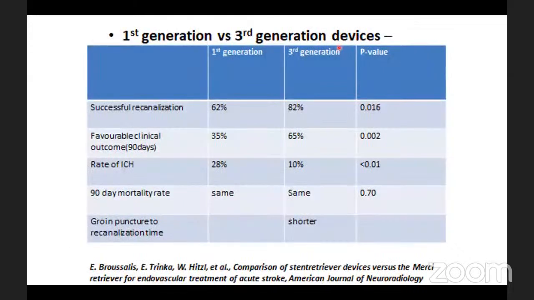So a comparative analysis between the first generation and the third generation. The third generation devices all score over all these parameters. Successful recanalization is better in third generation. Favorable clinical outcome is better in third generation. Rate of ICH is also less, and groin puncture time is also shorter in the third generation devices.